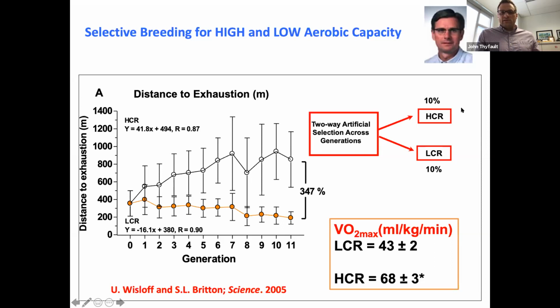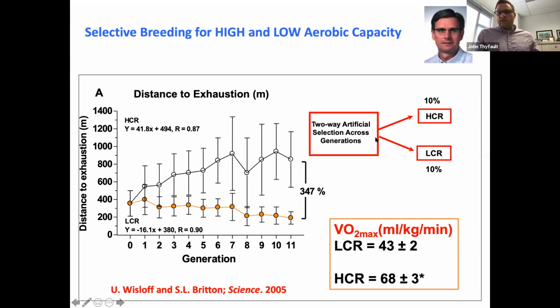And so what he did was he took rats, a heterogeneous population of rats, and he ran them to exhaustion on treadmills with graded exercise tests. And he took the rats that were the best runners, the top 10%, and bred them together.